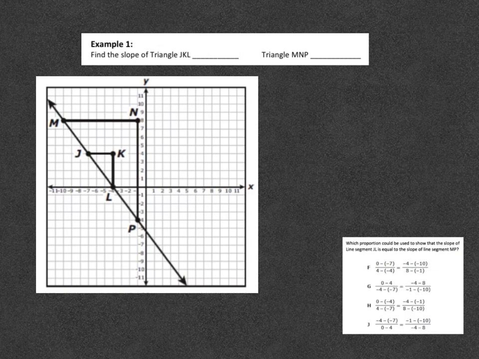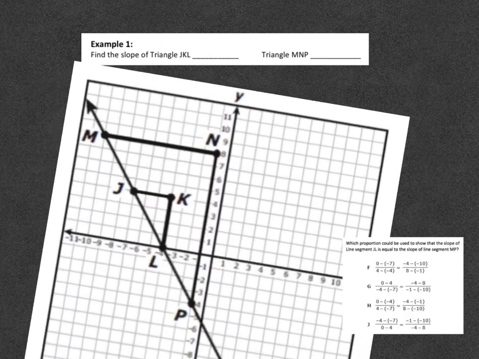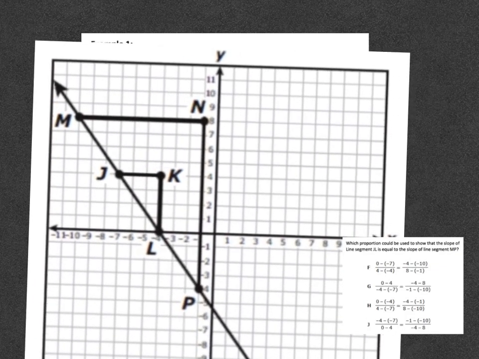Here's an example, and at the top, it says find the slope of triangle JKL, and then also find the slope of triangle MNP. So we have a small one, JKL, then there's a big one, MNP. And then this line is falling down. We're going to find the slope of this line, basically. Remember the rise and the run, how many spaces they went in each direction.